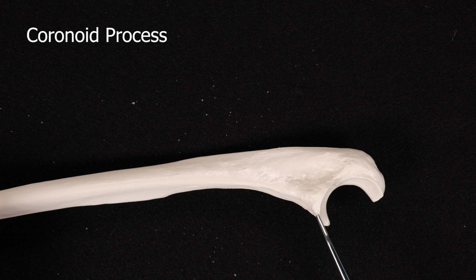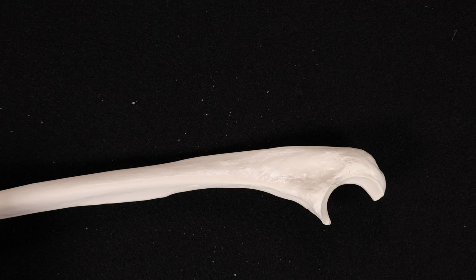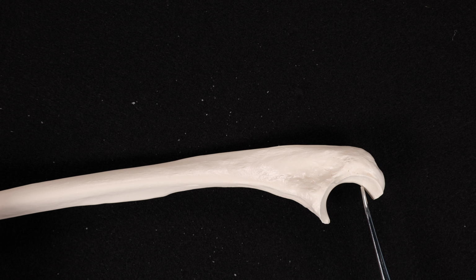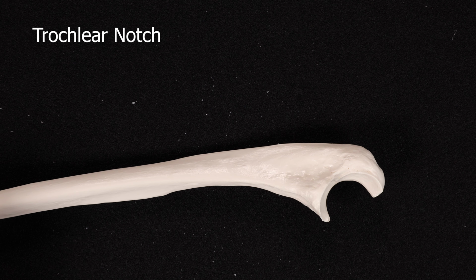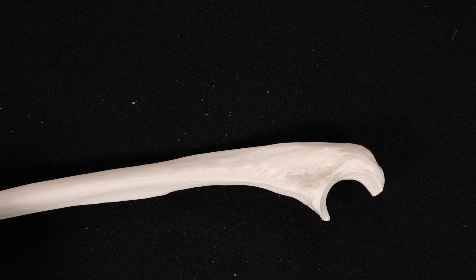We then have the coronoid process, this next one here, the other side of the U shape. This is the coronoid process. Now the coronoid process, just like you might have guessed, is going to articulate with the coronoid fossa of the humerus. So olecranon process, coronoid process. Right in between here, this is going to be the trochlear notch. Now the trochlear notch, just like the name implies, is going to articulate with the trochlea. So the trochlear notch articulates with the trochlea.